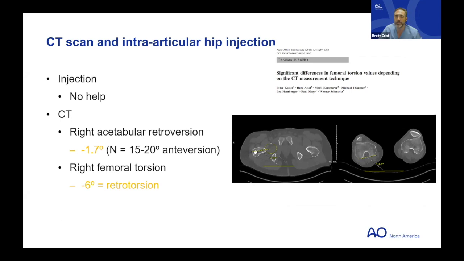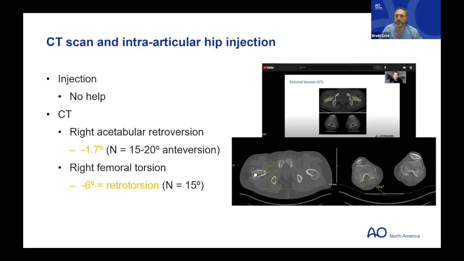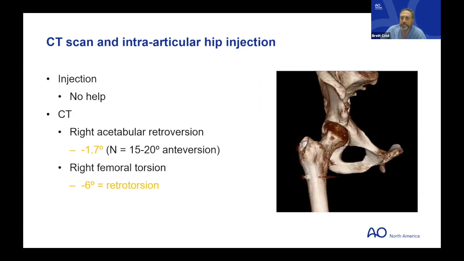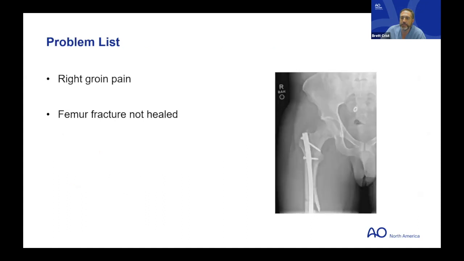So just like Mitch showed, here's a picture of Mitch again with the CT evaluation showing the differences. If they're pointed in the same direction, you subtract the larger from the lesser. If they're in the opposite direction, you add them together. So he had basically negative 6 degrees of retrotorsion, and normal is about plus or minus 15 degrees of antitorsion. So this is what his 3D rendering looked like.